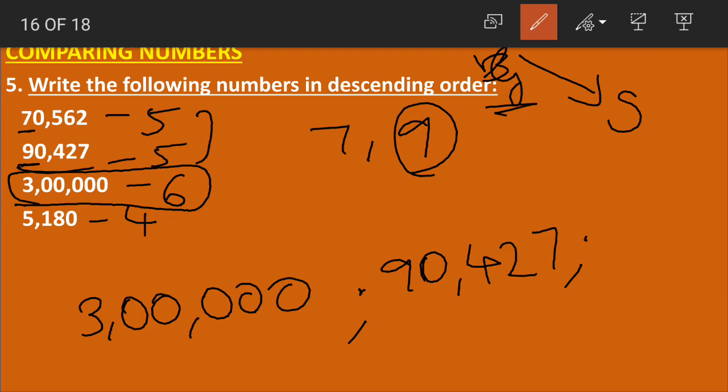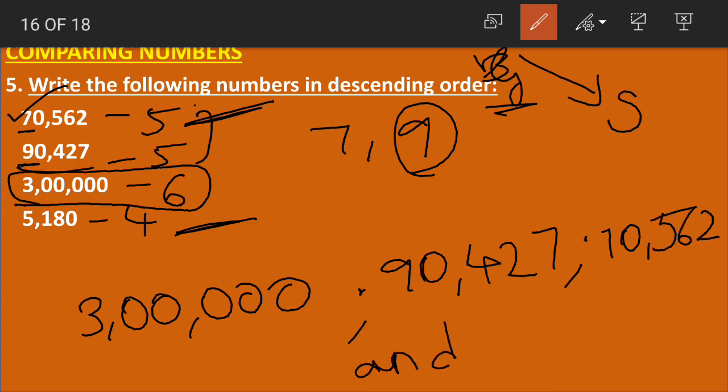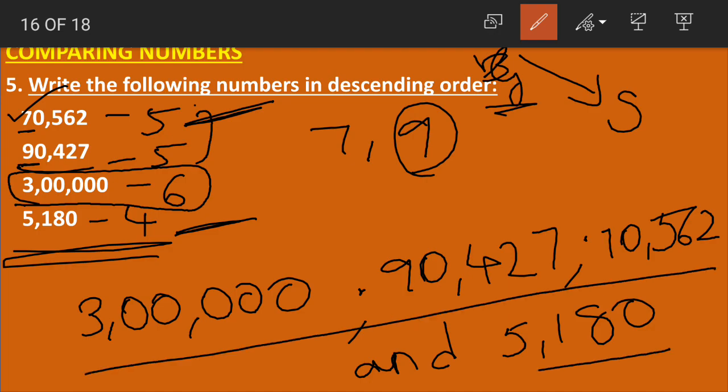Next we have 70,562 and 5,180. Which of these two is the bigger number? 70,562, because it has more number of digits. So the next number becomes 70,562. And what will the last number be? The remaining number is 5,180. Now this will be the descending order for the given numbers.